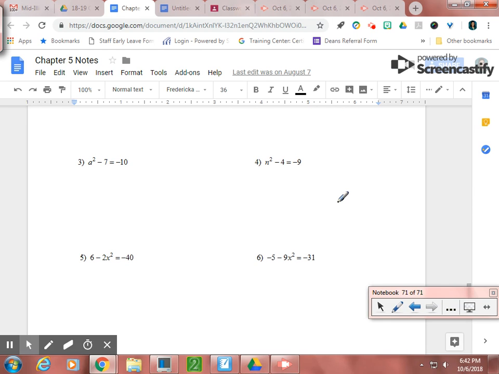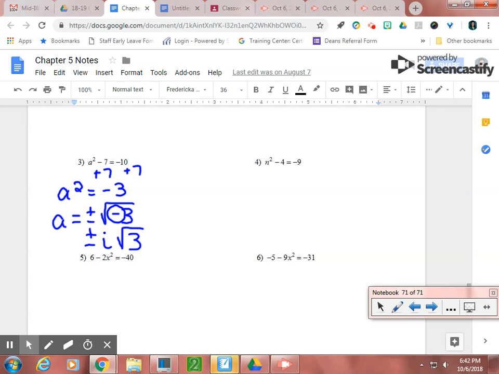Okay, so solving your next one, add 7 to the other side. So I have a squared is equal to negative 3. Then to get a by itself, you're going to do plus or minus the square root of negative 3. As soon as you see a negative sign, that becomes plus or minus i root 3. And then you look to see, can I break down 3? Well, no, you can't. So that's your answer, the end.